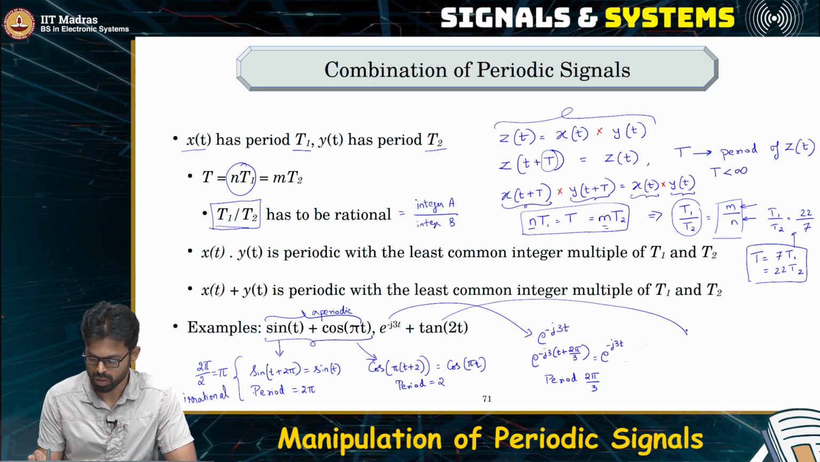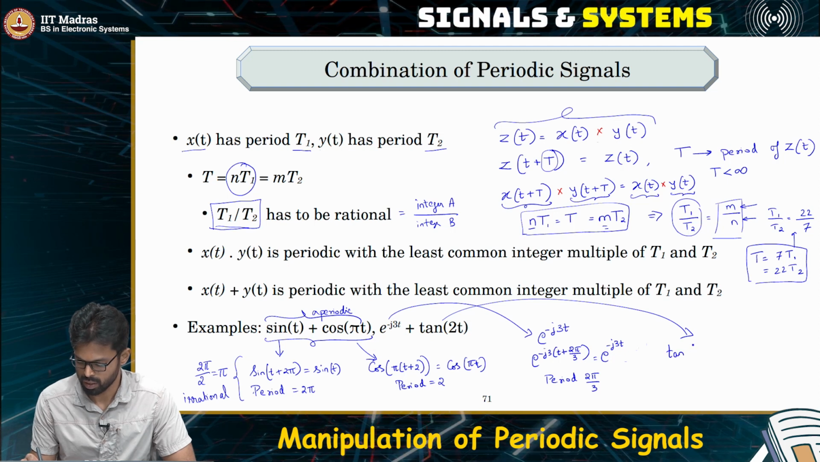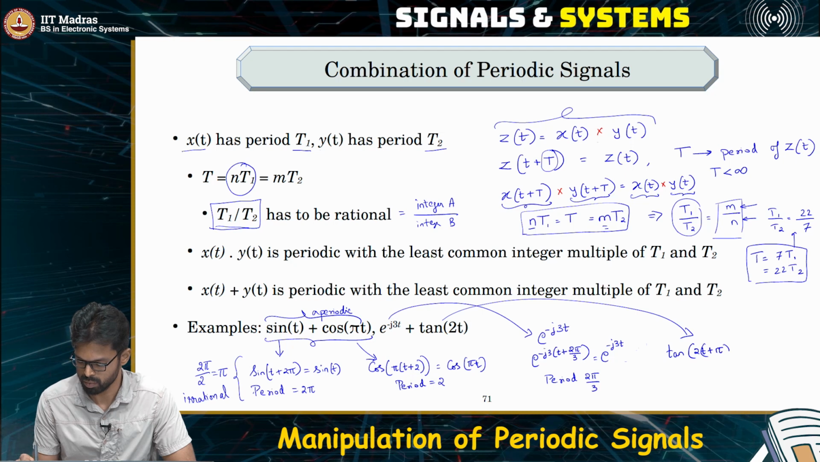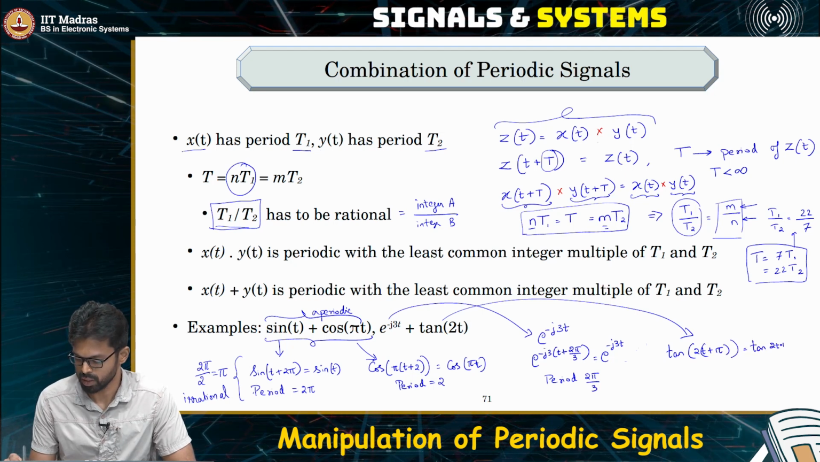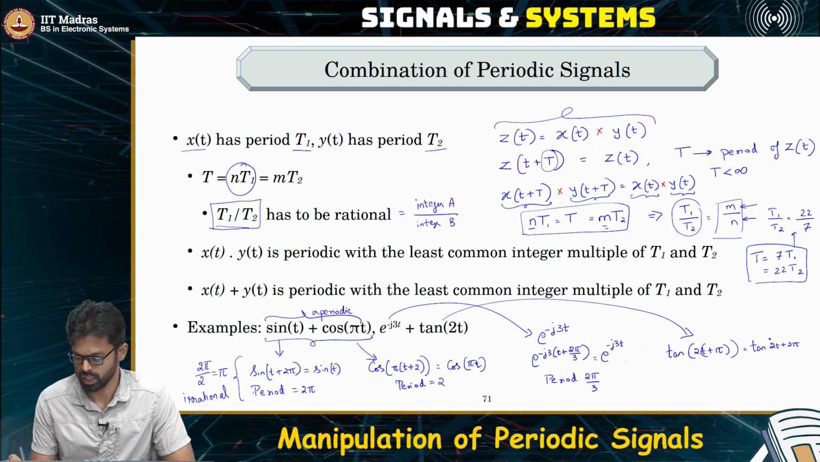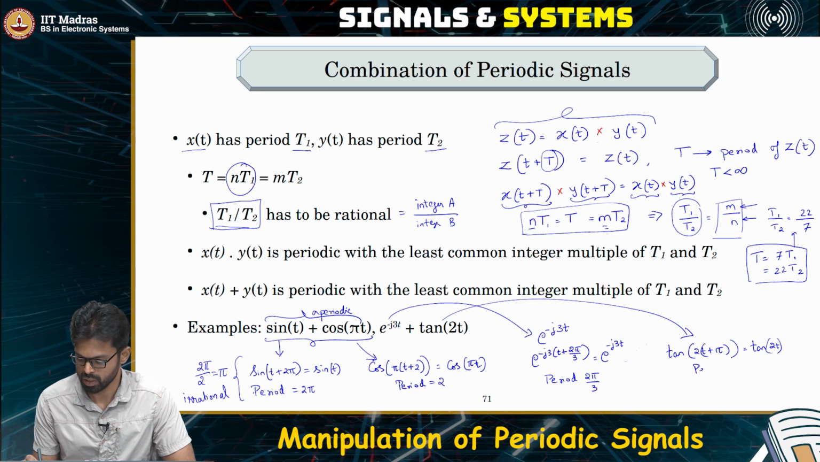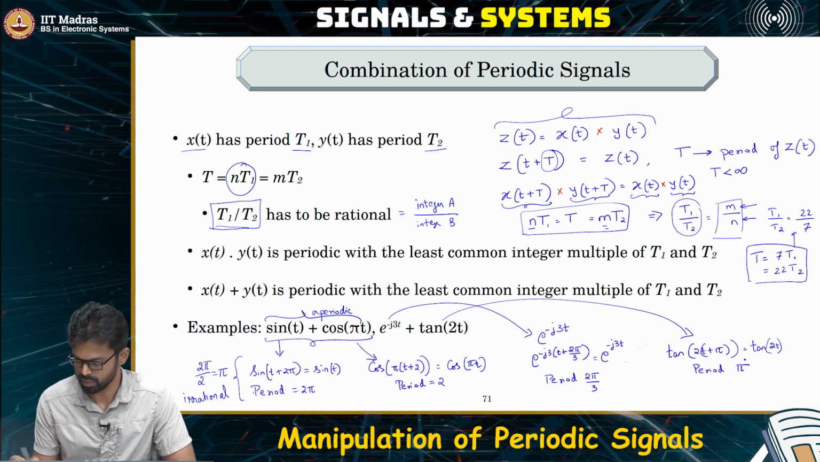What about tan 2t? Tan of 2t plus pi is tan 2t plus 2 pi. Once again, this is same as tan 2t itself. So which means this has a period which is pi.